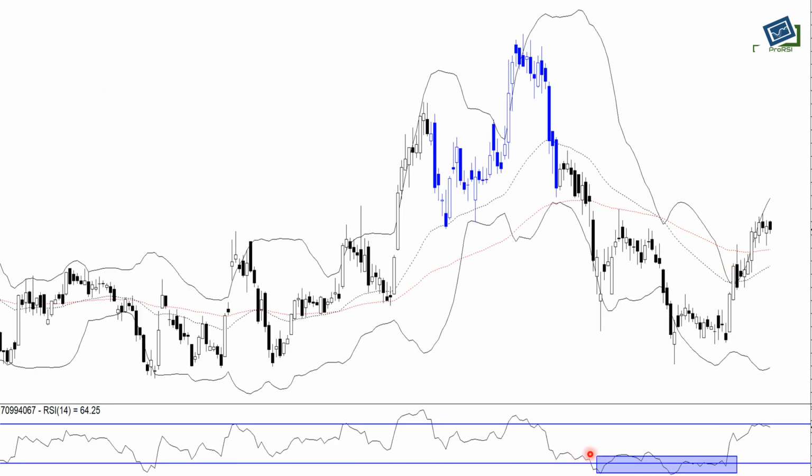Similarly, look at this formation again. It is spending time at the oversold zone, below 40 levels, and then we get this type of move. So this is basically a very short-term trading strategy, a swing trading strategy where you can trade for a week or so with your positions, if you can really take a hit of the price action.